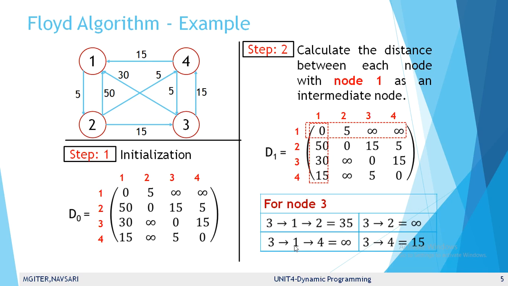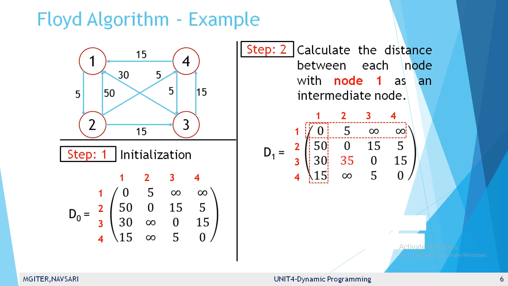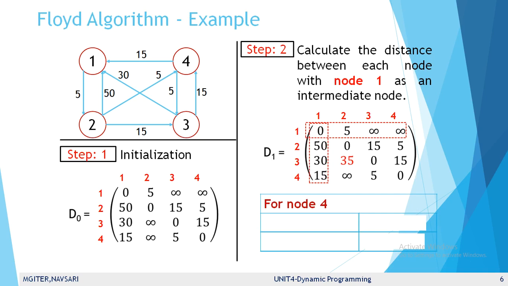And 3 to 1 is 30 and 1 to 4 is infinity, so here we get infinity, and 3 to 4 is 15, so there is no need to update. But we get one update, 3 to 2 with the distance 35. So here we get the shortest distance via intermediate vertex 1. Now we update it.